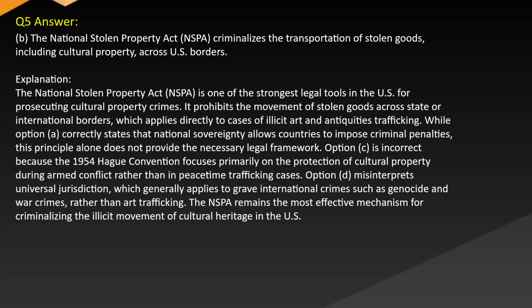Option C is incorrect because the 1954 Hague Convention focuses primarily on the protection of cultural property during armed conflict rather than in peacetime trafficking cases. Option D misinterprets universal jurisdiction, which generally applies to grave international crimes such as genocide and war crimes rather than art trafficking. The NSPA remains the most effective mechanism for criminalizing the illicit movement of cultural heritage in the U.S.